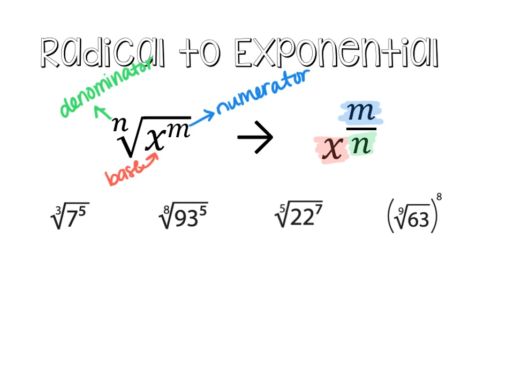So looking at that first example, I'm going to have a base of 7, a numerator of 5, a denominator of 3. So these are equivalent. They're just different ways of writing it. I'm also going to do this last example because I want to show you something. This can just be written like this: the 9th root of 63 to the 8th power.